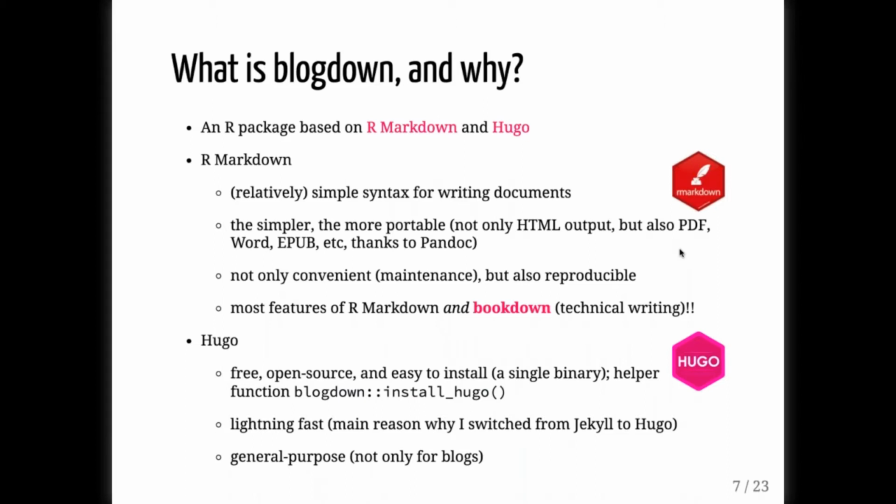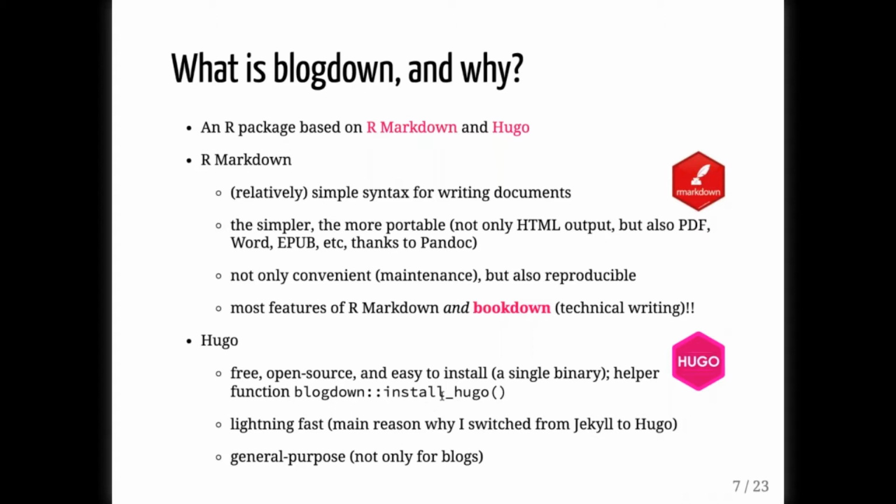So that is R Markdown, and the other thing is Hugo. So Hugo is a free and open source package written in the Go language. The main reason that I chose Hugo as the backend of Blogdown by default is that it is very easy to install. It is just a single binary that you download from the Hugo website, and there's nothing else, no dependencies. So I wrote a helper function in Blogdown named install Hugo. So just simply call this function and you will have Hugo installed.